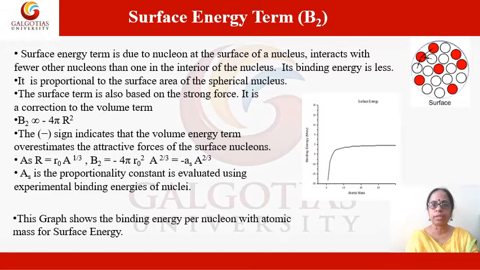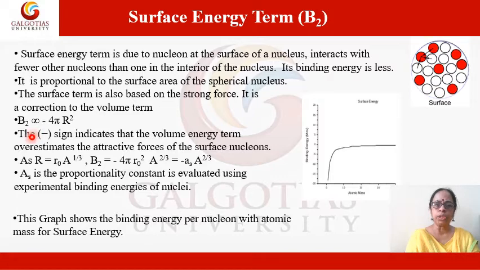Now we will discuss the surface energy term B2. Surface energy term takes into account that a nucleon at the surface of a nucleus interacts with fewer other nucleons than one in the interior of the nucleus. Hence, its binding energy is very less. It is proportional to the surface area of the spherical nucleus. The surface term is also based on the strong force. It is a correction to the volume term.